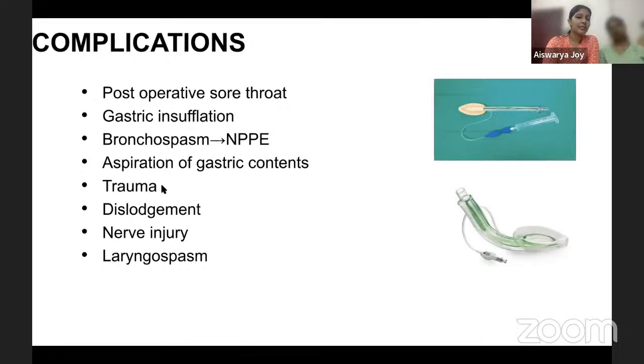Trauma to the LMA itself or the surrounding soft tissue. Dislodgement of LMA can occur, and nerve injury to superior laryngeal nerve, hypoglossal nerve, or recurrent laryngeal nerve. And in an inadequate plane of anesthesia, there are chances of laryngospasm also.